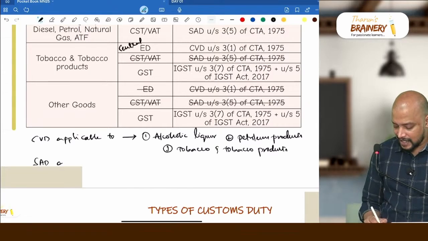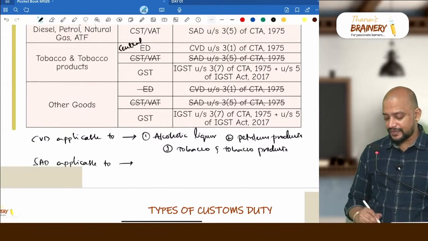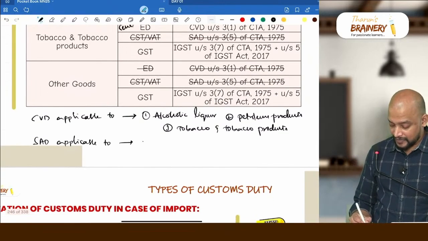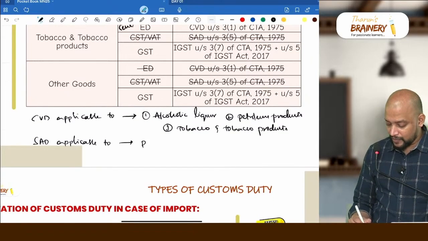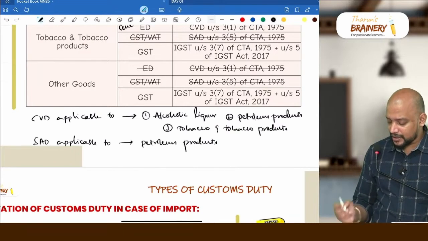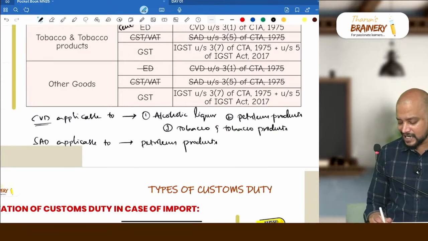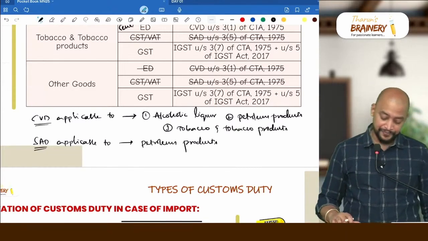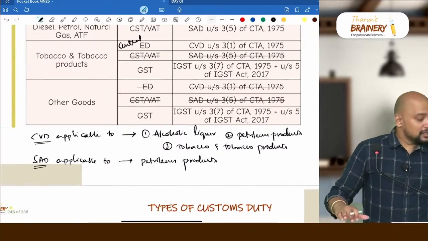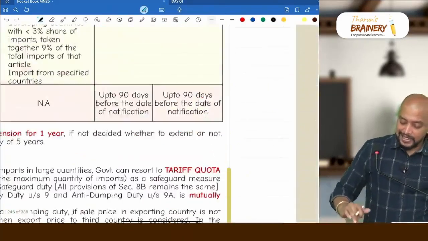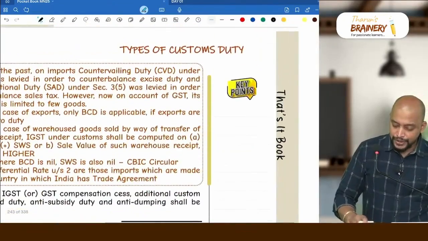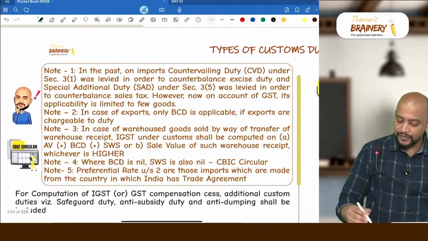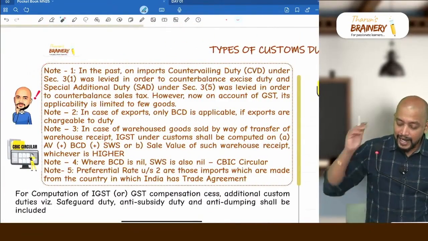Then SAD is applicable to. What are the goods for which SAD will be applicable? Petroleum products. Only one. So whenever you see these goods in the question, then only you apply CVD, SAD. Otherwise, we don't have to apply CVD and SAD. Rate and all will be given in the question itself. So that is this part, and therefore you understood as to what are the goods for which this is applicable, etc. Note 1 and note 2.